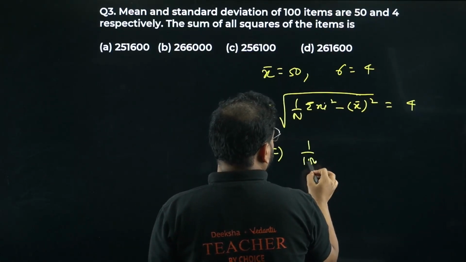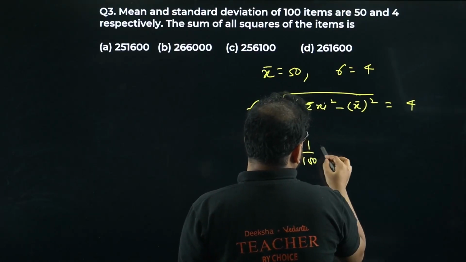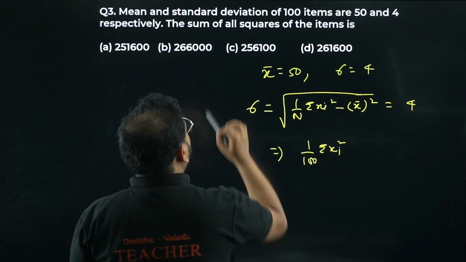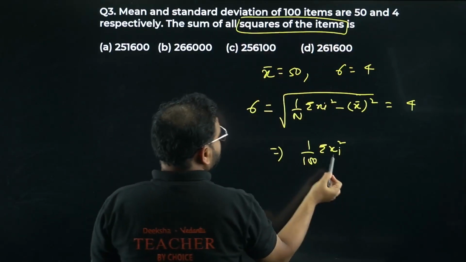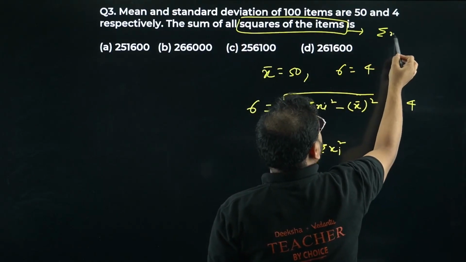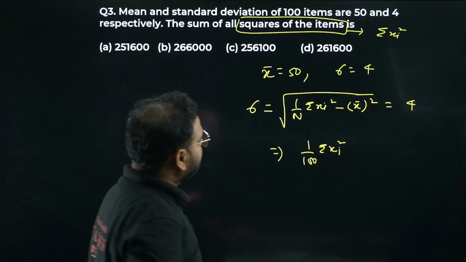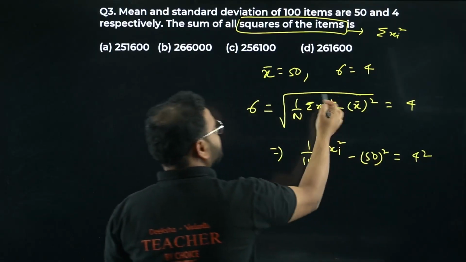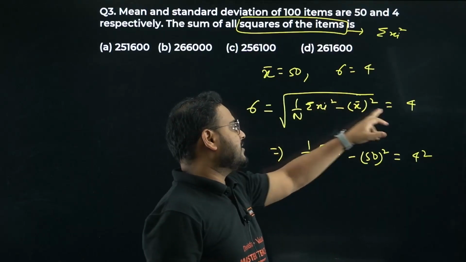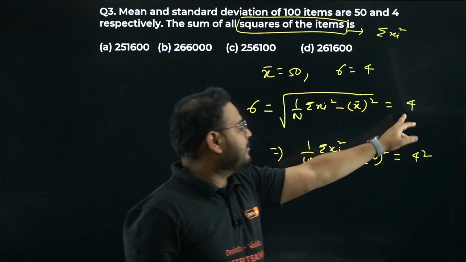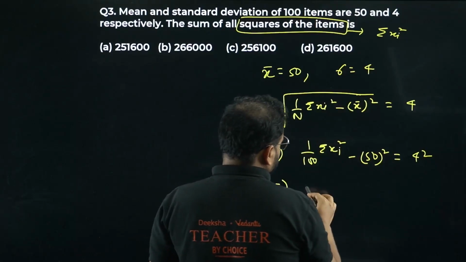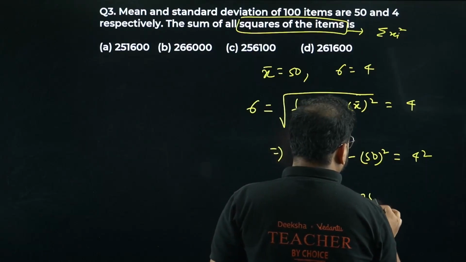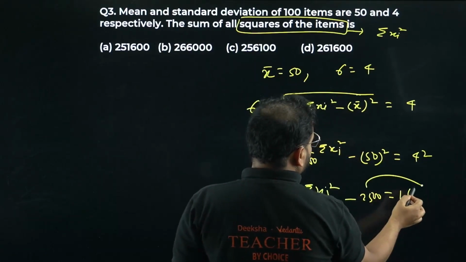1 by 100. I get, in this case, please check, sigma xi. What are they asking over here? Sum of all squares of the items, right? So they're asking this only, sigma xi square. Now x bar is given as 50, so right here 50 square, and right here 4 square, because I'm taking the square of this whole expression, the square root will cancel and it will become 4 square. So I have over here sigma xi square upon 100 minus 2500 plus 16. Please check over here, it will become plus 16.